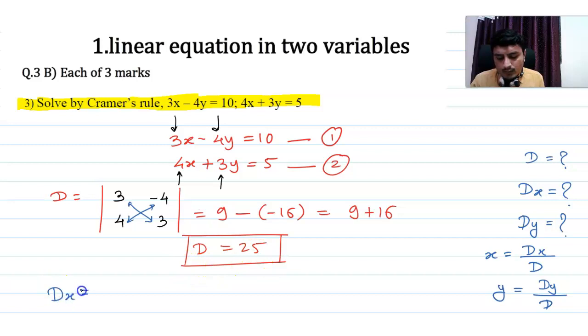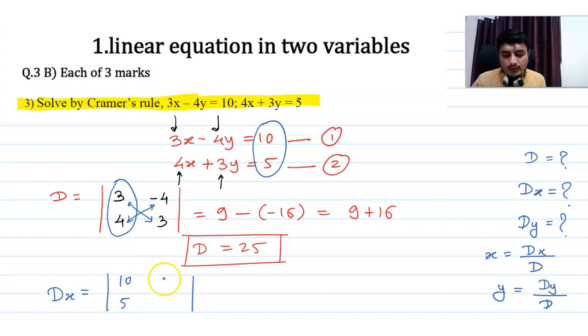Now to evaluate the value of dx, what shall we do? Whatever the coefficients of variable x in d, we replace them by the constants 10 and 5. So the first column is 10, 5. What about the second column? In the second column we write the coefficients of variable y from equations 1 and 2 as they are, that is minus 4 and 3.